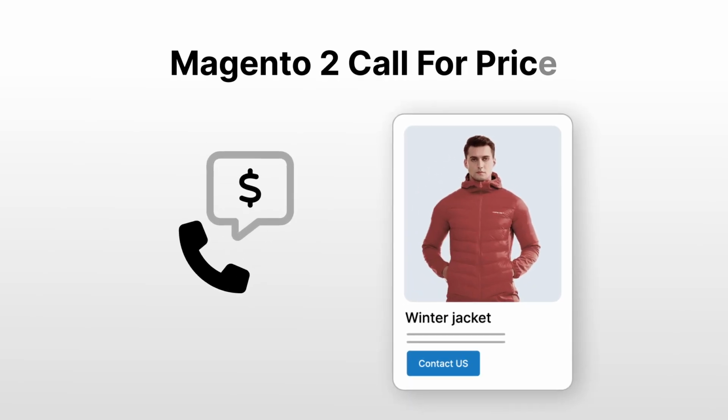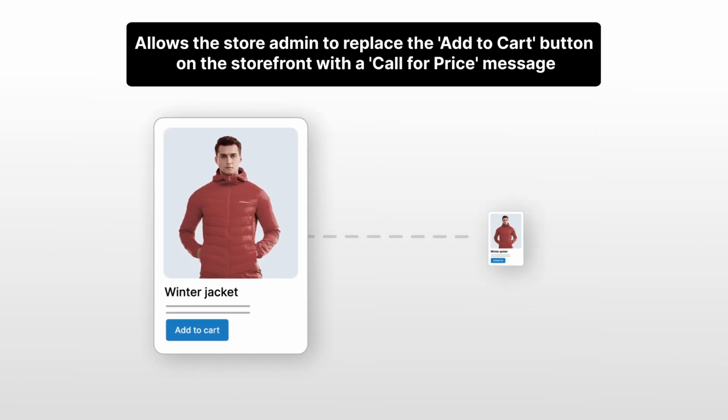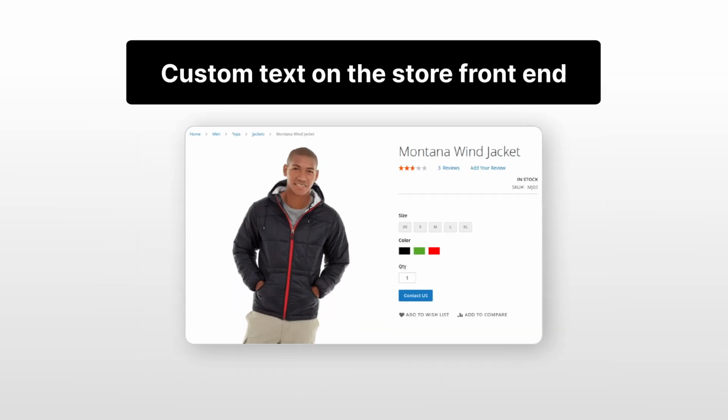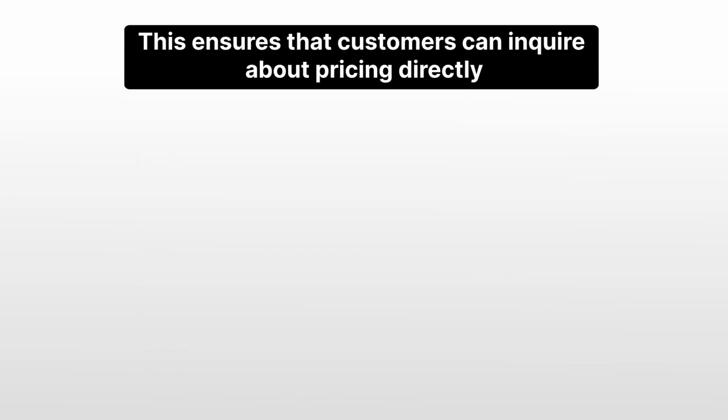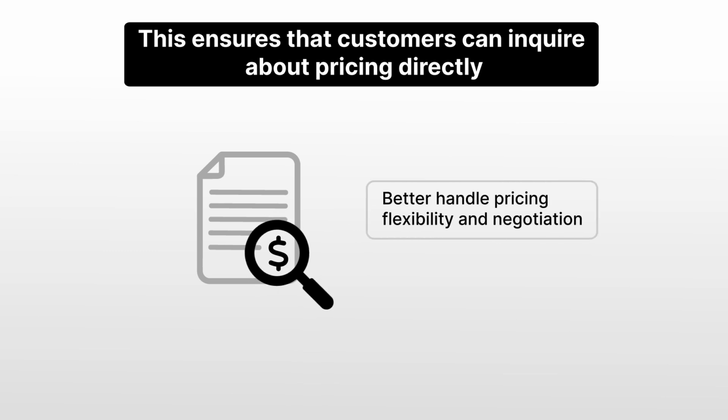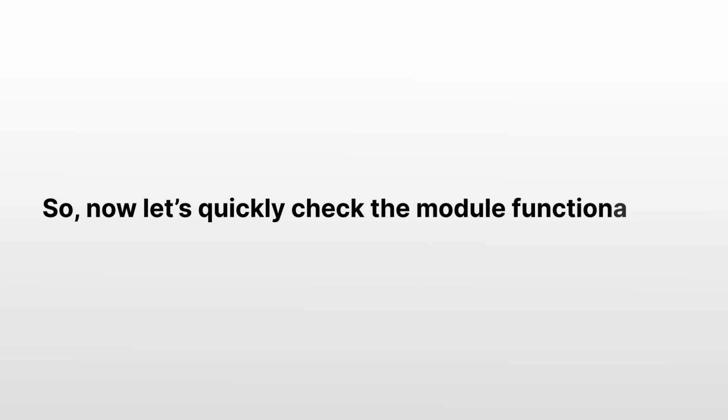Magento 2 Call for Price allows the store admin to replace the Add to Cart button on the storefront with a call for price message or custom text on the storefront. This ensures that customers can inquire about pricing directly and better handle pricing flexibility and negotiation. So now, let's quickly check the module functionalities.